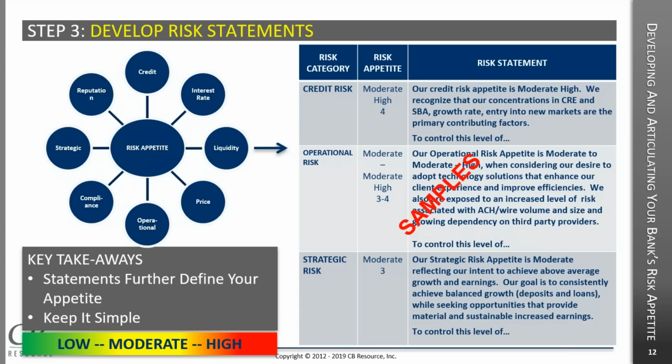Lastly, strategic risk, moderate. Our strategic risk appetite is moderate, reflecting our intent to achieve above average growth and earnings. Our goal is to consistently achieve balanced growth, deposits, and loans while seeking opportunities that provide material and sustainable increased earnings. So that kind of statement says we don't rest on our laurels, right? We're looking for growth. So just bear in mind that these statements can be qualitative, but when you get into your KRIs, it's where you get quantitative, right? You start establishing the framework.